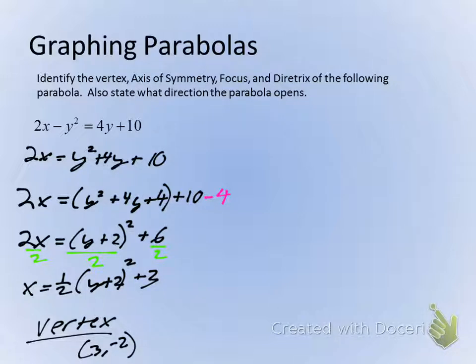Since your vertex is 3, negative 2, here's what I do. Once I know that, I kind of draw a little rink-a-dink kind of picture. So I go to 3, negative 2. All right, cool. Since I know it opens either left or right, I know the axis of symmetry goes this way. So the line is what? y equals negative 2 for your AOS.